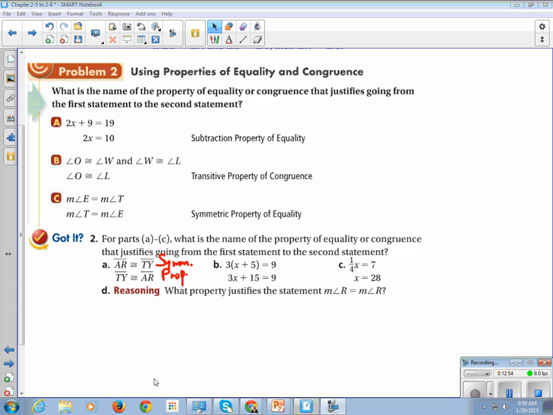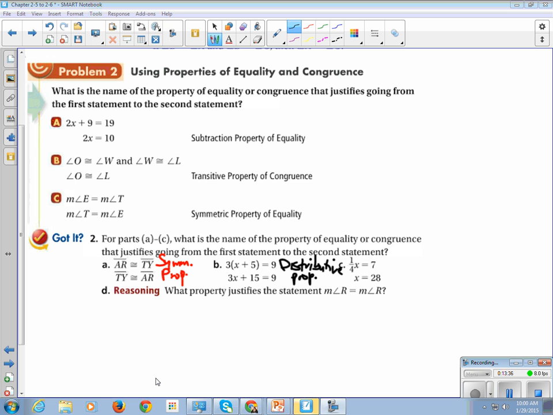If we go here, here's the test. We had 3 times the quantity x plus 5 equals 9. And we rewrite that as 3x plus 15 equals 9. What property allows us to go from the first statement to the second statement? I'll give you a hint. It's not any of these. And problem 2. What do you think, Morgan? Yeah, it's distributive. The distributive property allows me to distribute 3 to everything in the parentheses.